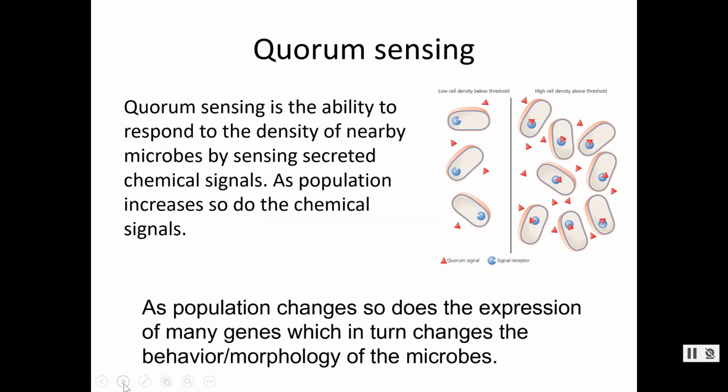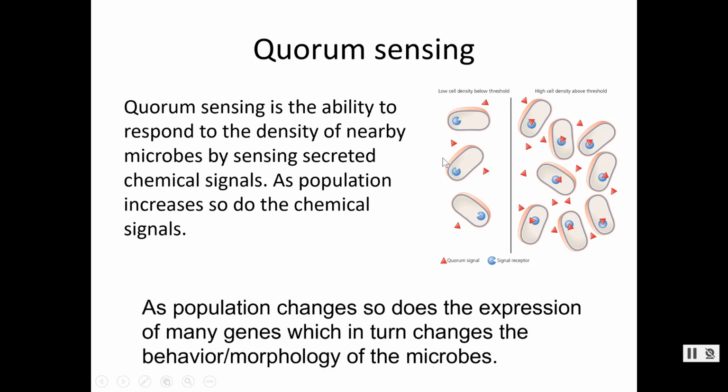Quorum sensing. How do these bacteria know that there's enough bacteria surrounding them that they can start living as a community instead of living as individuals? So quorum sensing is defined as the ability to respond to the density, so how many, of nearby microbes. They do this by sensing secreted chemical signals. As population increases, so do these chemical signals. So each one of these bacteria individually is capable of secreting these chemical signals. So, they make a protein, they secrete it in the environment.